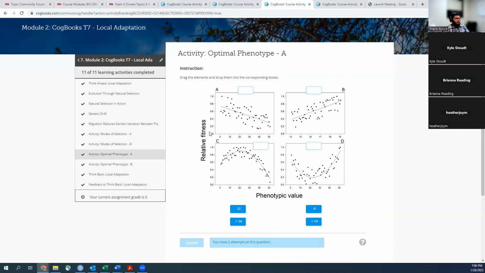And then on the y-axis, we have the relative fitness, and an organism is going to want to have a phenotype that maximizes fitness. Those are the types of traits that are likely to be selected for when they're maximizing fitness. And so what we want to do here is just find the value of the phenotype that maximizes fitness. So where are the dots the highest on the y-axis? And then we can see for A, they're on the left side, so we go down, and our value would be a phenotypic value of about 0. And then how would we solve B?